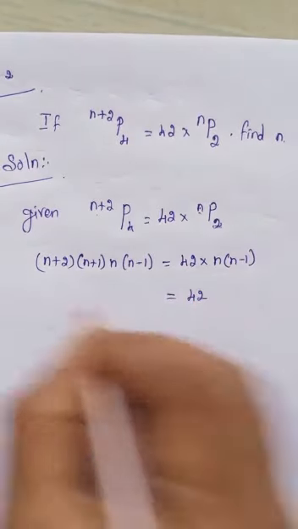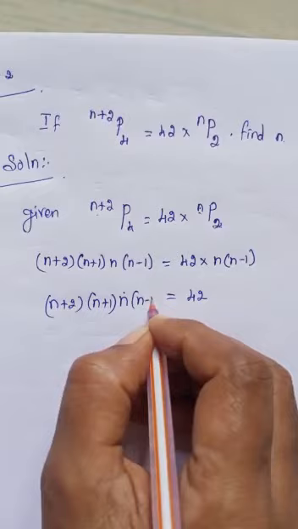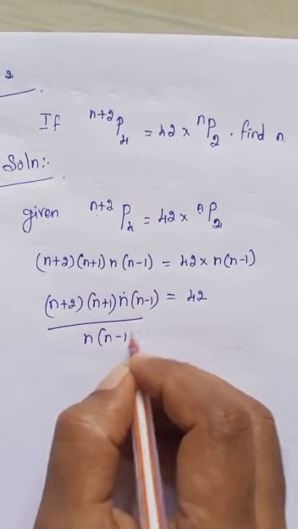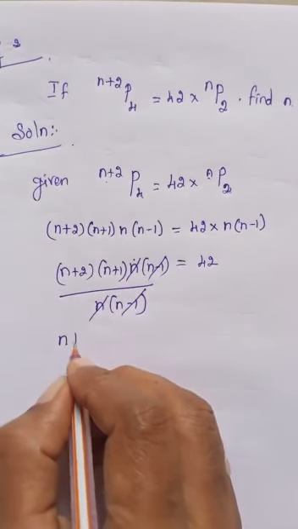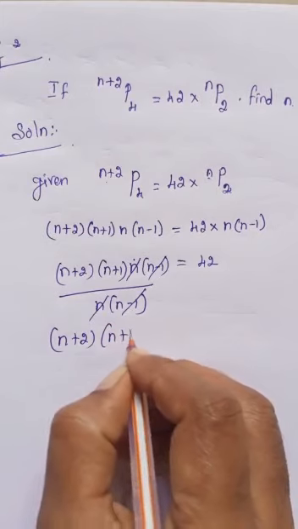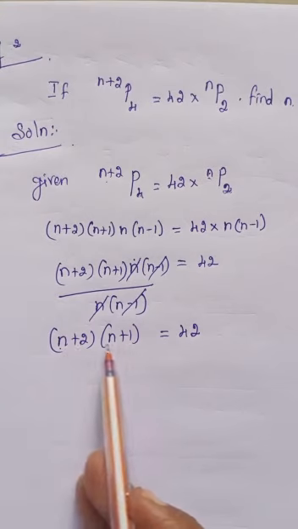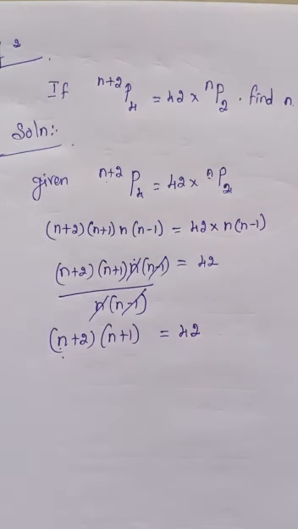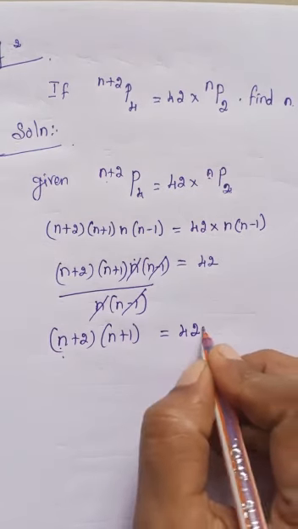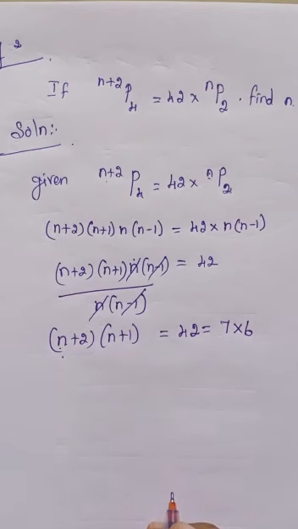Okay, bring n to the left hand side. So n plus 2 into n plus 1 into n into n minus 1 divided by n into n minus 1. See, n and n minus 1 will get cancelled. So n plus 2 into n plus 1 is equal to 42. Shortcut method is also there, or else what you should do? Multiply, bring it to a quadratic equation in n, simplify, factorize and find out the value of n. Or, see, we know that 42 can be written as 7 into 6, isn't it? 7 into 6 is 42.